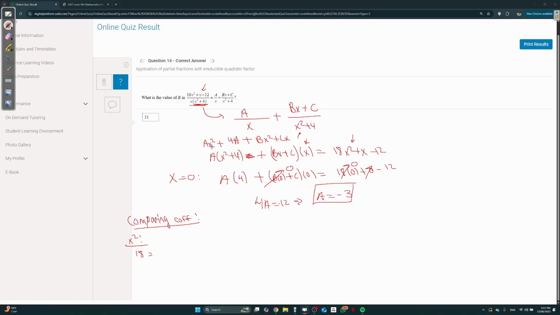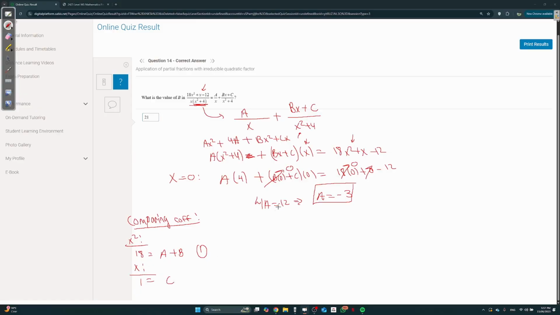So what's the coefficient of x squared here? You can see that the coefficients of x squared are a and b. So a plus b. Now, what's the coefficient of x? We're going to call this equation 1. What's the coefficient of x here? It's 1. The coefficient on the left is what? C. So 1 is equal to c.